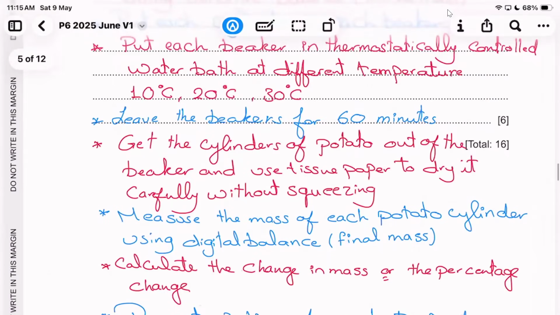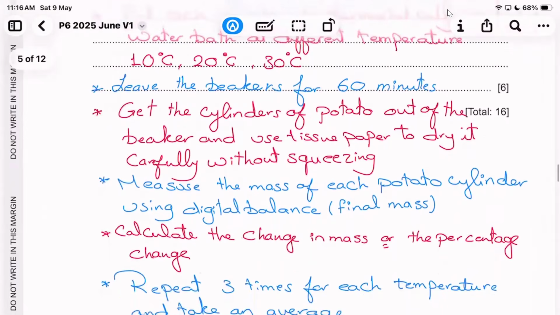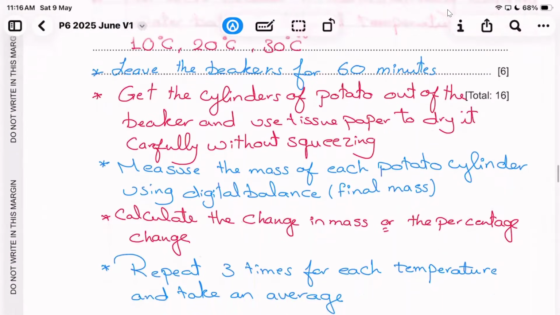So this is final minus initial, or the percentage change by the rule: final minus initial, divided by initial, multiplied by 100. It is not necessary to write it. So if you wrote it, no problem. If you don't, it just points that you have to measure or calculate the change in mass or the percentage change. Then we have to repeat it 3 times for each temperature and take an average.